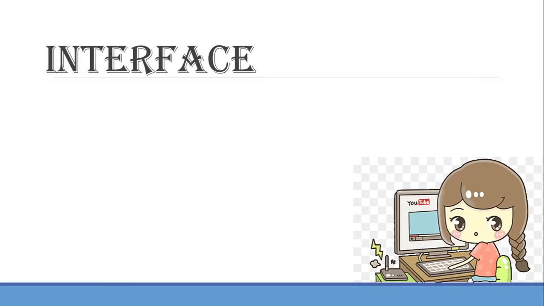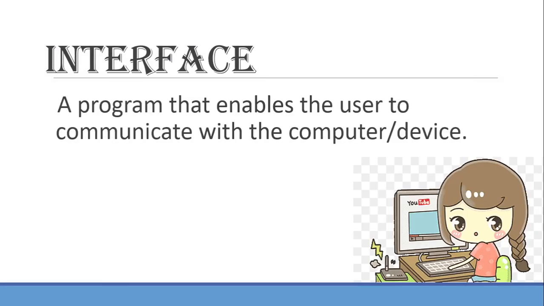So what is an interface? A program that enables the user to communicate with a computer or a device. Simply, a program that enables the user to communicate with their devices or their computer is an interface. That is why, on the basis of this, we call the operating system an interface. So the operating system provides the medium of communication between the computer and the user.